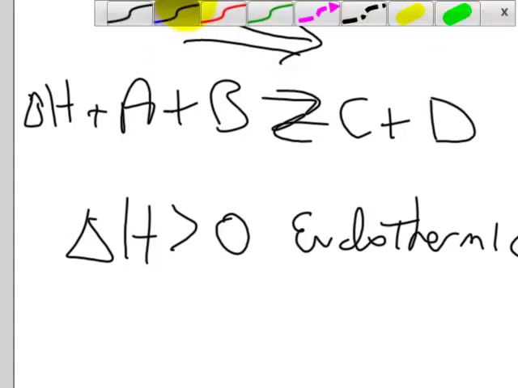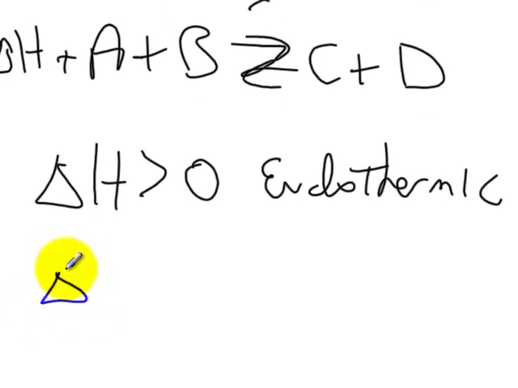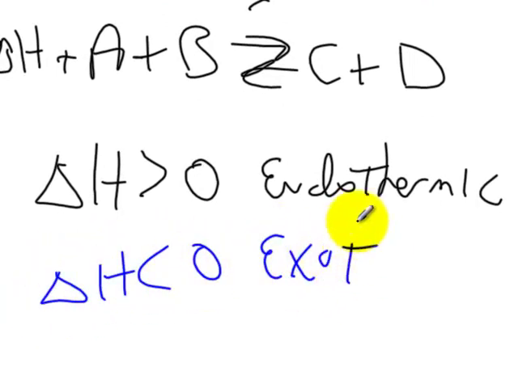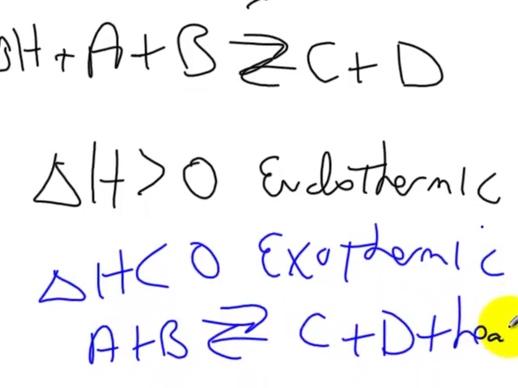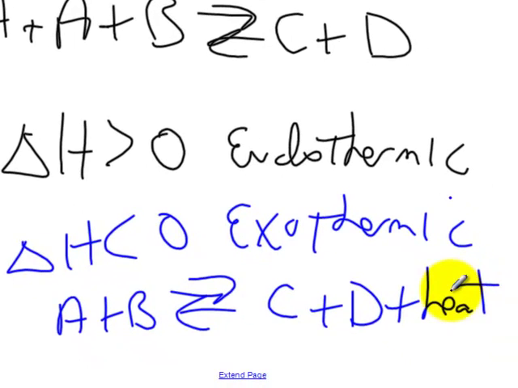If, on the other hand, delta H is negative and it's exothermic, that means delta H is on the product side. And this is just like adding a product. The shift will be to the left to undo that extra heat that got added in.